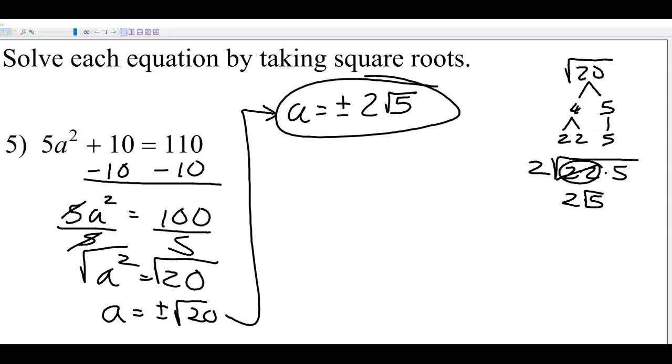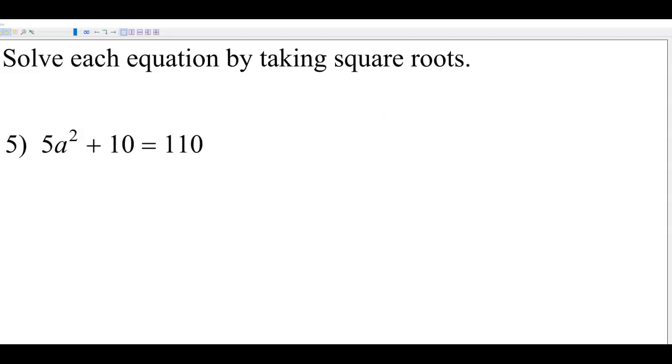See how you guys do with that. No, we can only do this because there's no b. Oh, yeah, if you have the ax squared plus c type problems, that's when you do this.